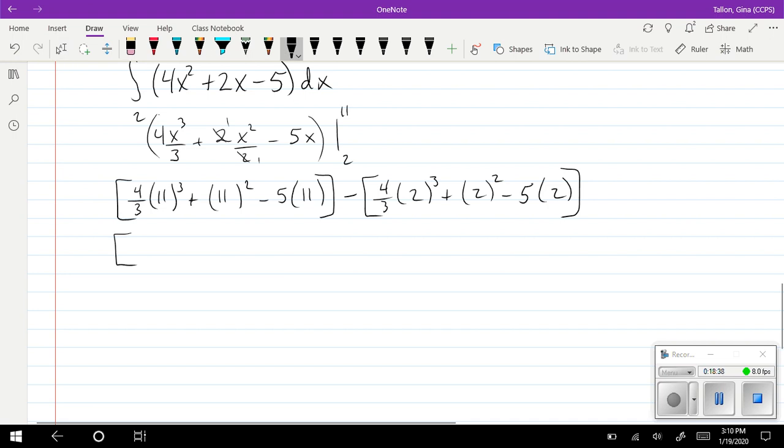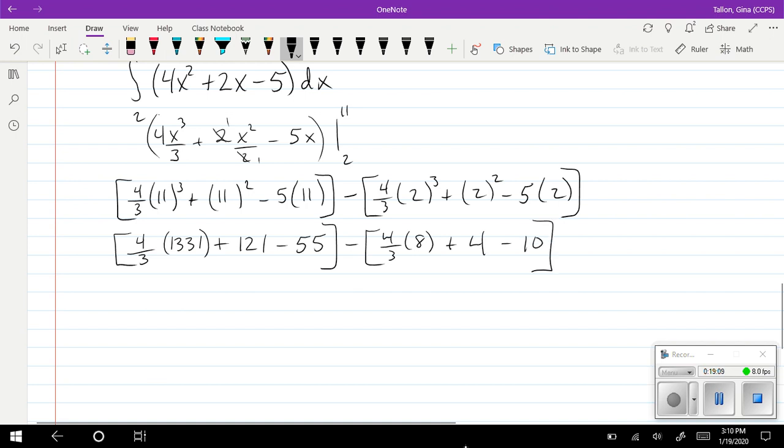Clean up inside your parentheses, your brackets first, please. 11 cubed. Well, 11 squared is 121. You multiply 121 by 11 again, and you get 1,331. Plus 11 squared, I just said was 121, and then minus 55. Close your bracket. Open bracket. Copy my 4/3. Not really liking that 4, so I'll redo that. 2 cubed is 8, plus 2 squared is 4. 5 times 2 is 10.